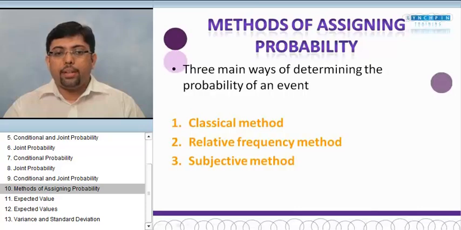Methods of assigning probability: they are the classical method, relative frequency method, and subjective method. These are the main three types of method used.